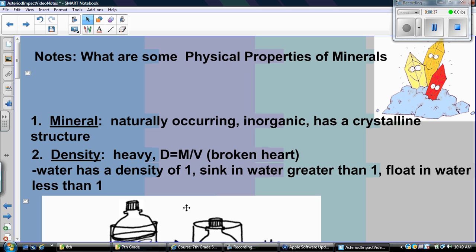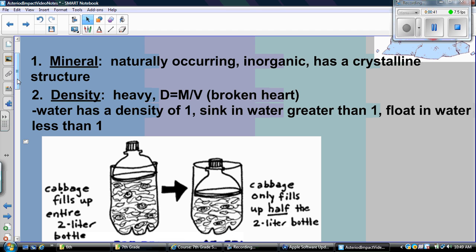Your essential question today. All right, so a mineral is a naturally occurring inorganic, meaning it's not made of living things, solid that has a crystalline structure. So that means the atoms bond in a certain way to form a crystal structure. And naturally occurring means we find it here naturally on Earth. It's not man-made.